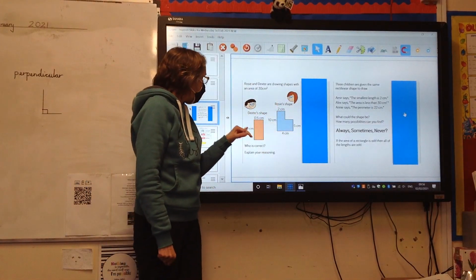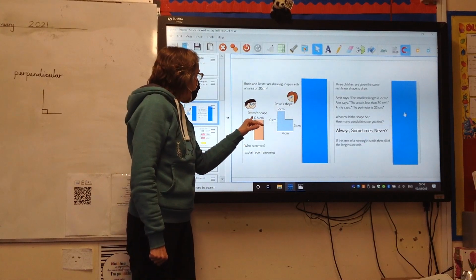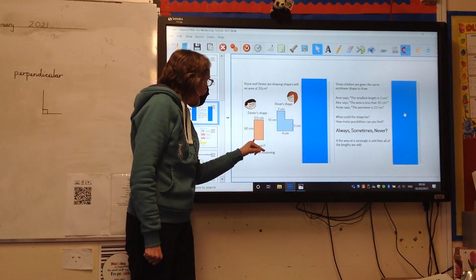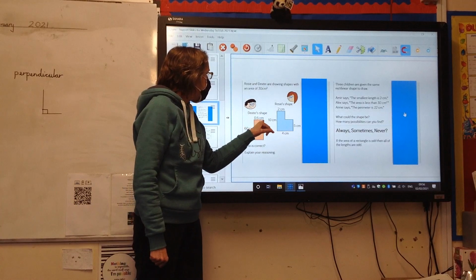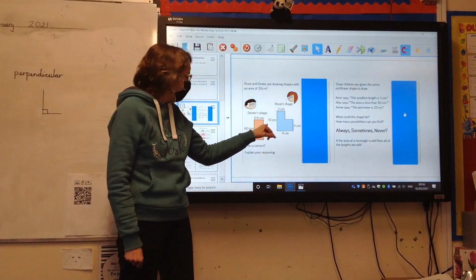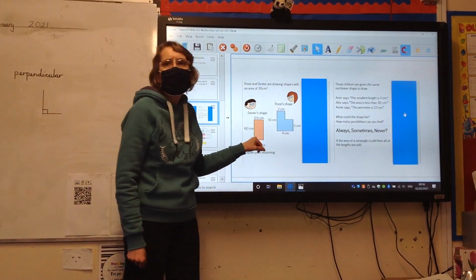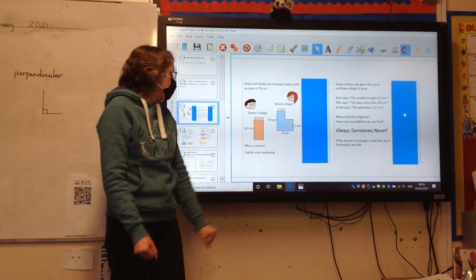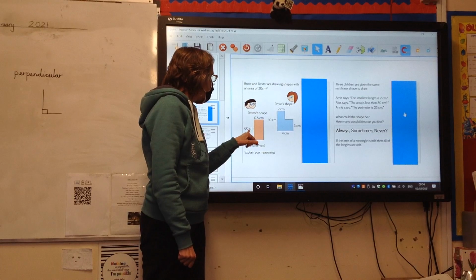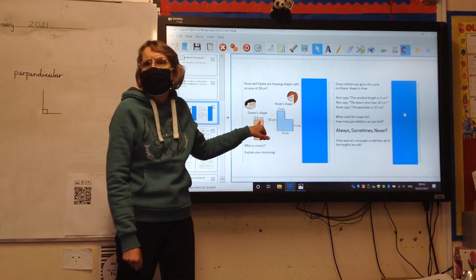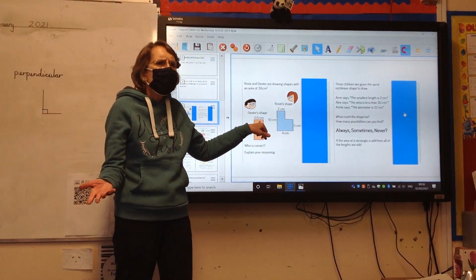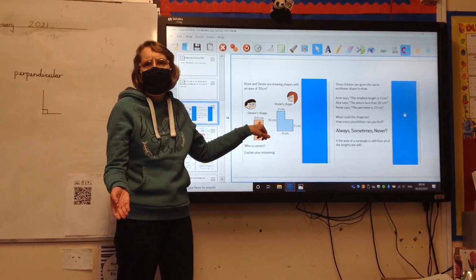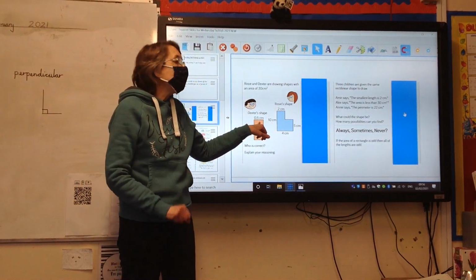So, Dexter's shape is 60 centimetres by 0.5 centimetres. How do we find the area of a rectangle? Everybody, area equals? Length times width. Good. So, we've got 60 centimetres times 0.5. Now, multiplying by 0.5 isn't necessarily the easiest. There is an easy way around that though.